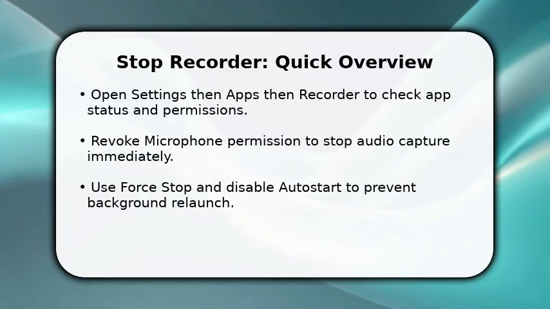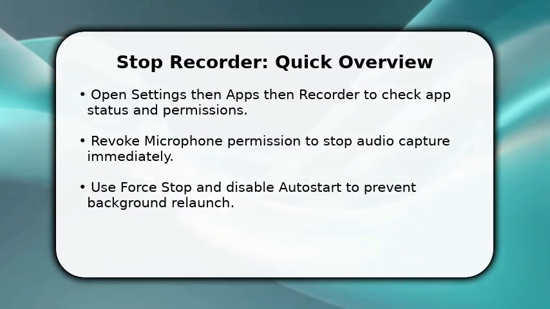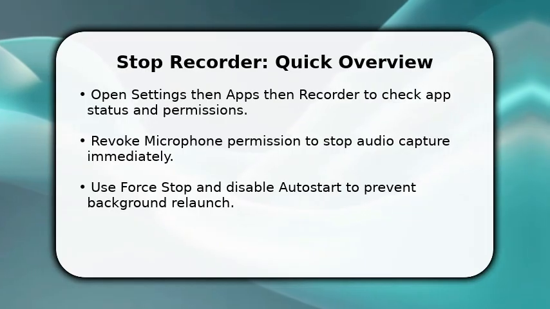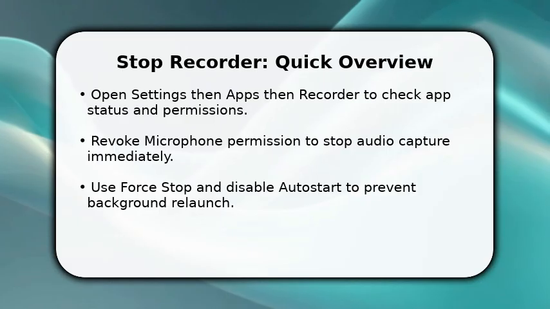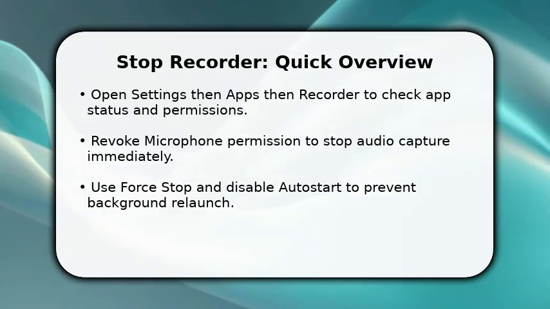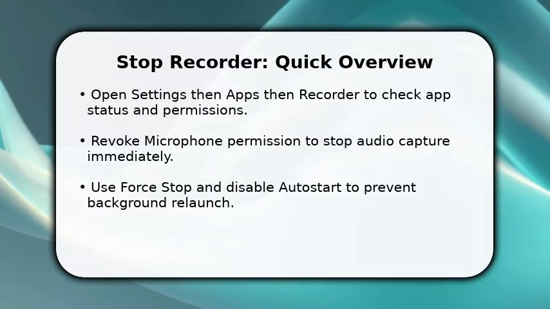This guide shows how to stop the essential recorder on Nothing Phone 3A. Open Settings, then tap Apps to view installed applications. Find Recorder in the app list and tap it to open app details. Revoke microphone permission to stop audio capture immediately and permanently block background access.